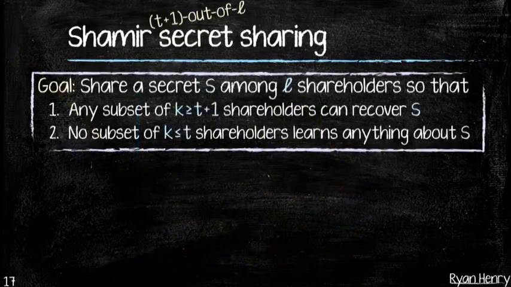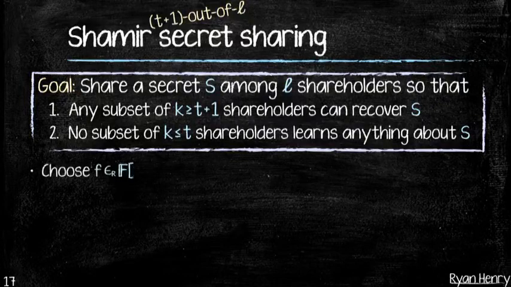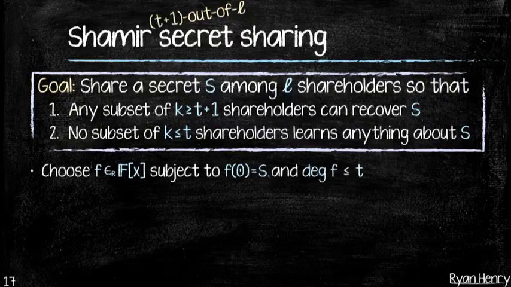Okay, so let's abstract this out into what the scheme actually looks like. The T out of L, or T plus 1 out of L secret sharing scheme: our goal is we have a secret S. We want to share it amongst L different shareholders. We want to do this in such a way that any T plus 1 or more of them can easily figure out what the secret is, but any T or fewer of them can't learn anything about the secret. And we're going to do this by choosing a polynomial that has degree T. When you evaluate this polynomial at 0, you get the secret, and it is otherwise uniform random from our field, with the coefficients from our field.